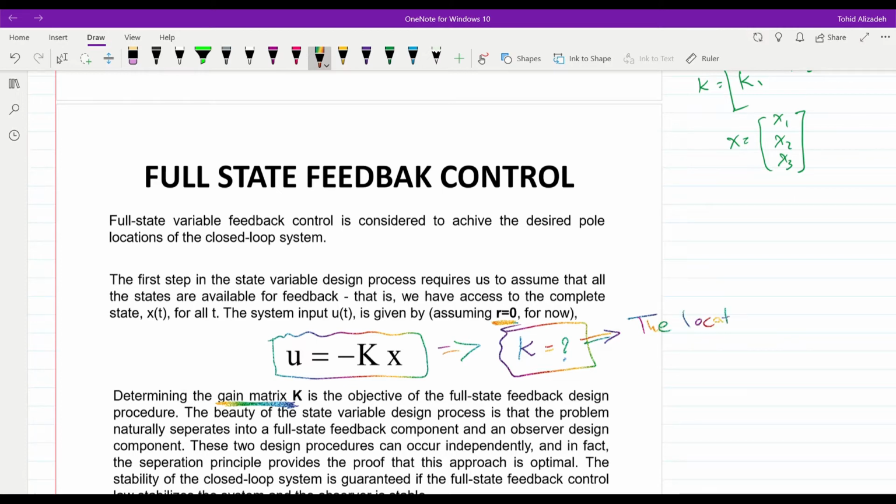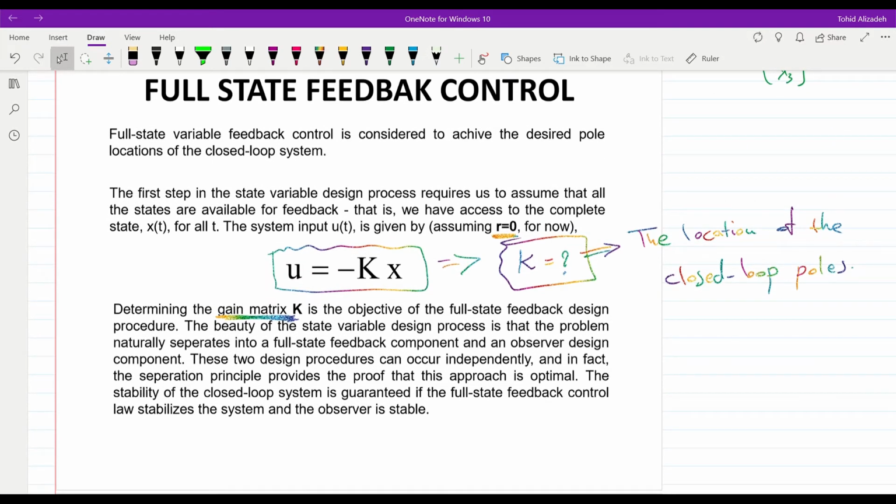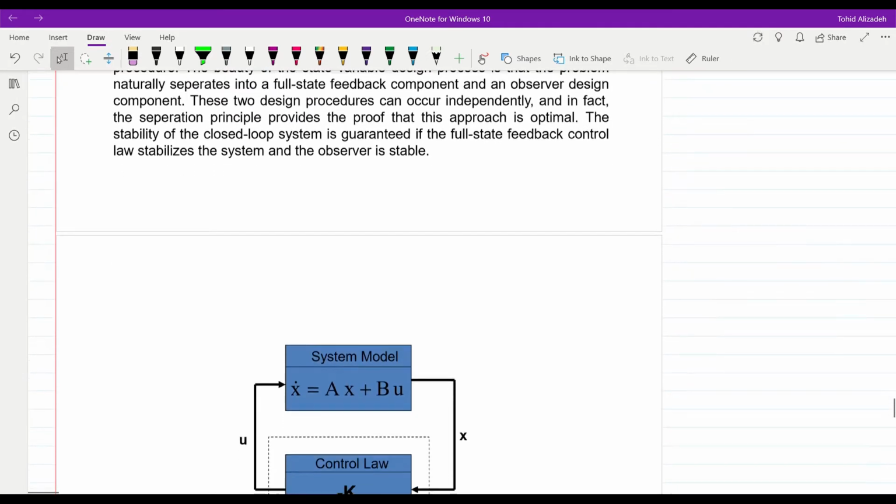because this K will determine the location of the closed loop poles of the system. And we know that the location of the closed loop poles of the system will determine the behavior of the whole system. Later we will see that designing the controller could be separated from designing the observer. That will be the topic for another video later. And in order to have the system stable, we would need to have both the controller and the observer being stable. But we will discuss it later in the next videos.